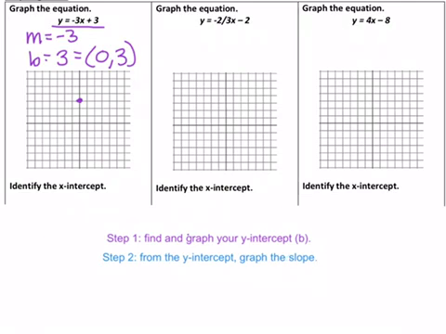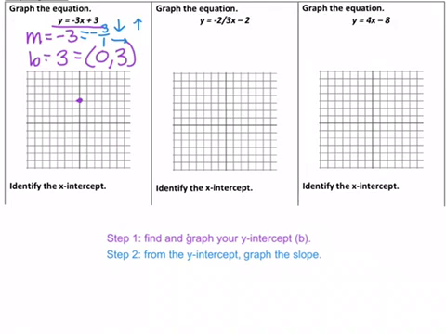So when we do that, we're going to just count our rise over run. So if our slope was -3 like we wrote, we have to make it into a fraction of -3 over 1. Because it's negative, the rise is going to go down and the run's going to go to the right. You can also do the opposite, and I'll show you on the graph, but you can go up and then to the left to continue the line.